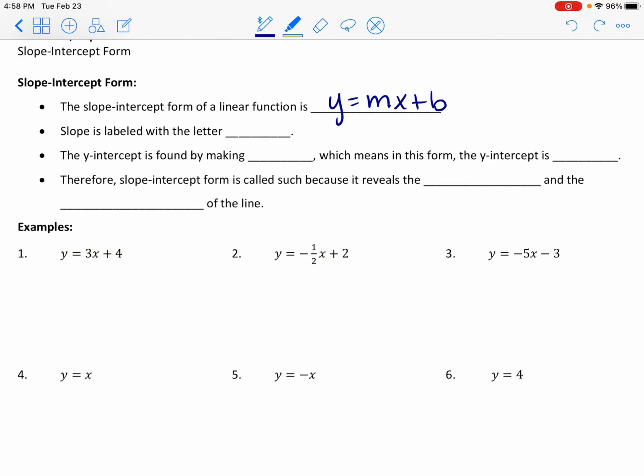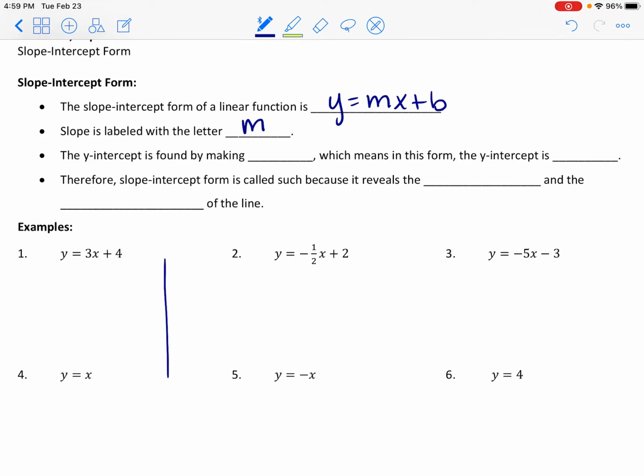Okay, so we talked about slope also specifically in a previous topic. We said slope is labeled with the letter m. And we've also talked about intercepts. Now specifically in this one I want to remind you about the y-intercept. Remember, a y-intercept is a point where our graph will cross the y-axis.